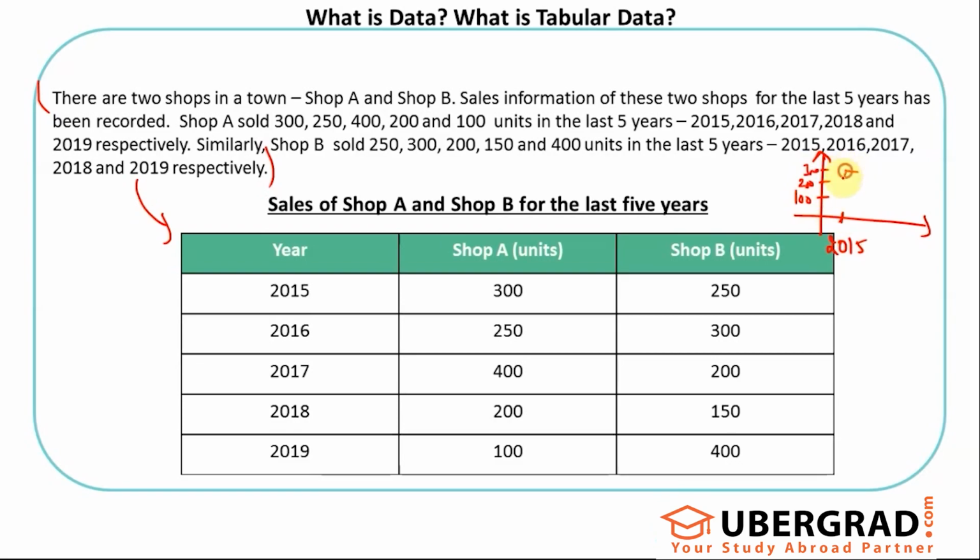So what would I do? I will put a bar instead of a point. For a line graph, we would be putting a point, but instead of that, I'll draw a bar which is as high or as tall as the number of units it sold. So that is 300. This is for shop A.